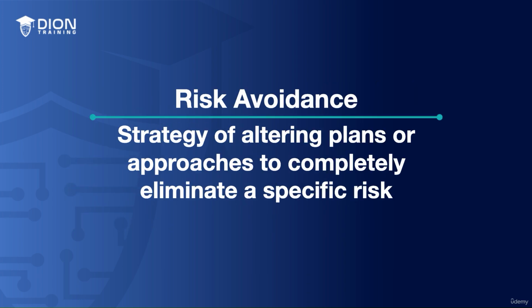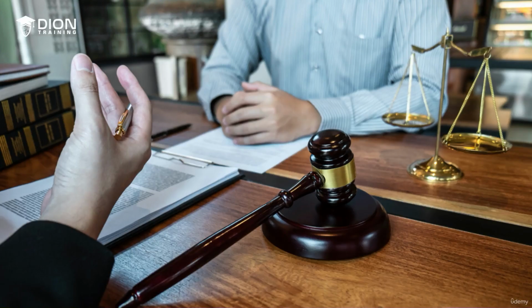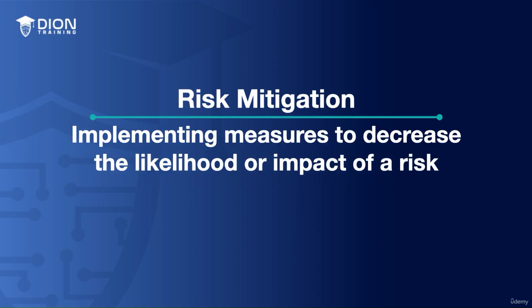Third, we have risk avoidance. Avoiding a risk involves changing plans or strategies to eliminate the risk entirely. This is often the chosen strategy when the risk is too great to accept or transfer. For example, a company might avoid the risk of a lawsuit by deciding not to launch a product that could potentially infringe on another company's patent. Alternatively, a company might avoid the risk of operating in a politically unstable country by choosing to operate in a different market.